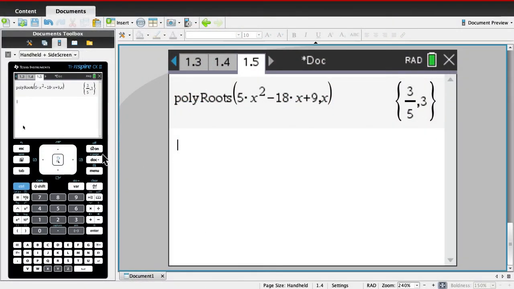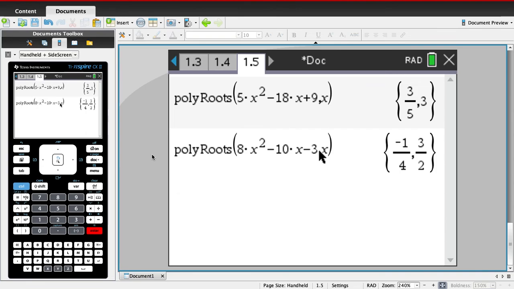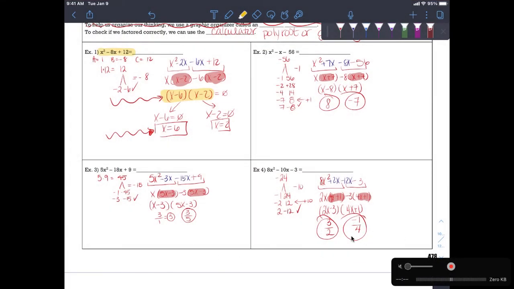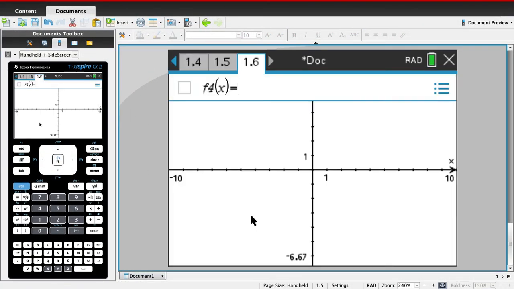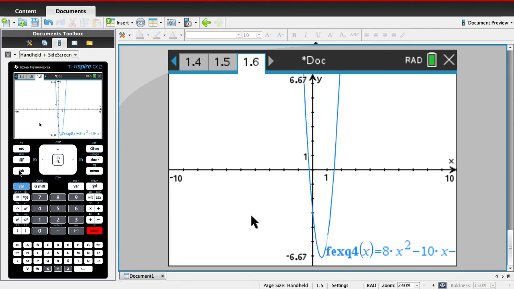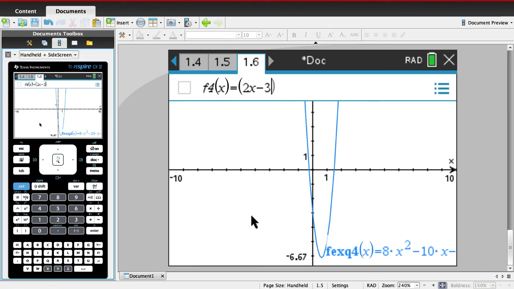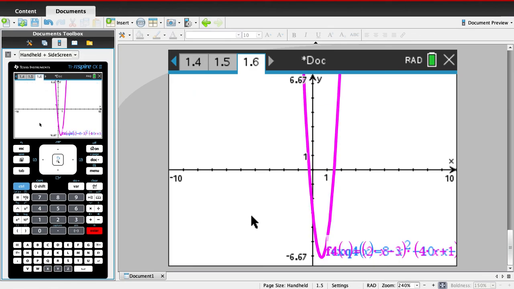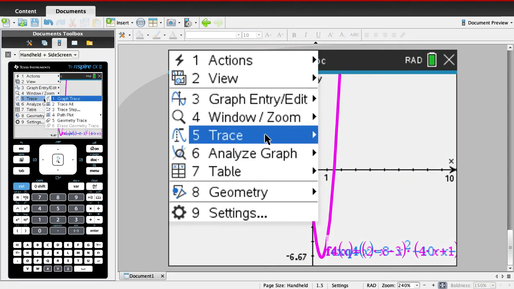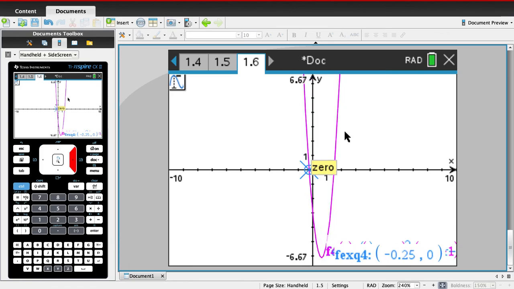Let's take a look at the last one just to verify. So I'm going to go ahead and do my polyroots on this one as well. And it looks like -1/4 and 3/2. That's exactly what we got here. But let's go ahead and verify this with graphing as well. And I'm going to go ahead and graph the two factors that we found. And look at that, they lay directly on top of there. So let's go ahead and run a graph trace. Let's verify that it should be at -1/4, and it is, and +3/2, and it is. So we got all of these correct.